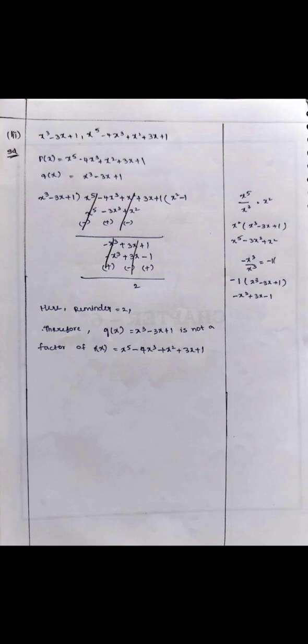So the first term is minus x cube, divided by the first term in the divisor, x cube. That gives the answer minus 1. If we multiply it by minus 1, we get minus x cube plus 3x minus 1. Writing it down, plus x cube minus x cube cancels, plus 3x minus 3x cancels, but here it is plus 1 and here it is plus 1, so the remainder is 2.